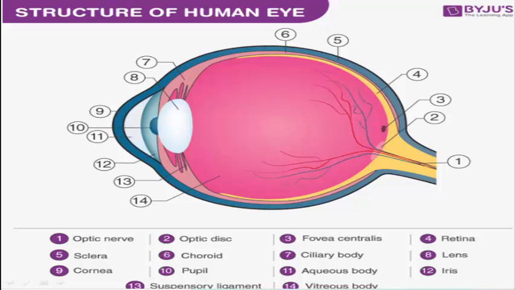So this is the figure of the human eye, in which the first one is the optic nerve, second one is the optic disc, third one is fovea centralis, the fourth one is your retina, fifth one is your sclera, choroid, ciliary body, lens, cornea, pupil, aqueous body, iris, suspensory ligament, and the last one is vitreous body.